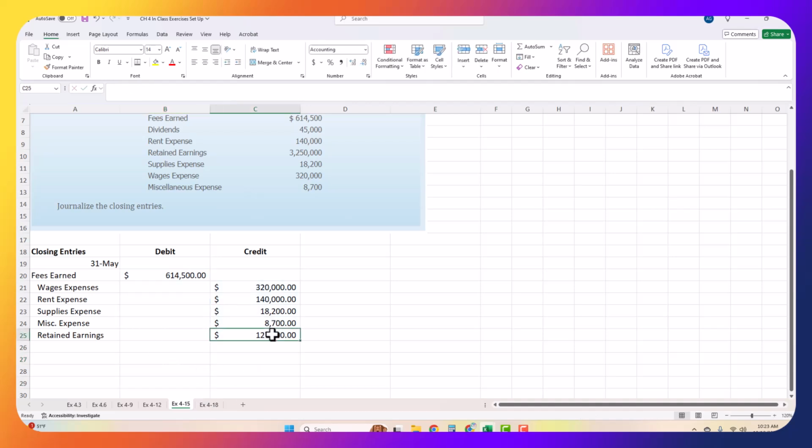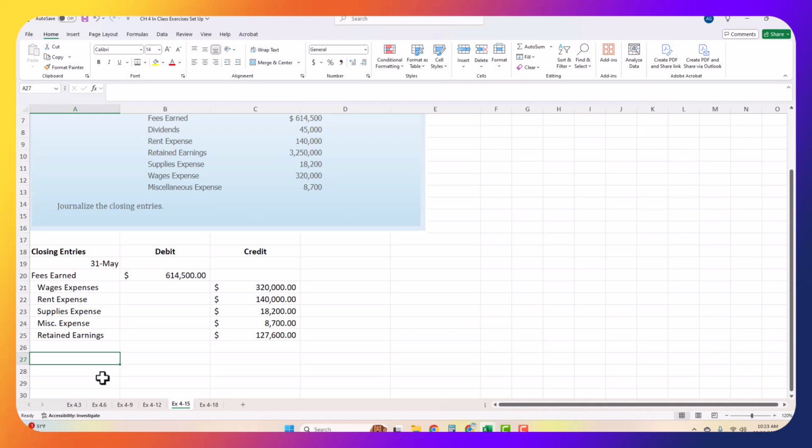So we would take, let me do that again. We're going to take fees earned. We're going to subtract all the expenses. And that is the credit to retained earnings. Now, if there was a loss, you would have to debit retained earnings. So if you came up with a negative number, you don't have negative numbers in journal entries, you would change it and it would debit it.